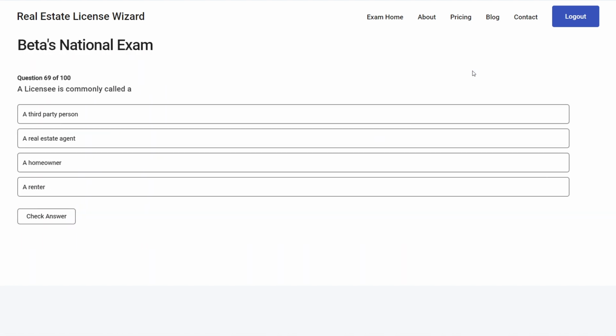All right, a licensee is commonly called a third-party person, a real estate agent, a homeowner, or a renter. All right, think that one over.